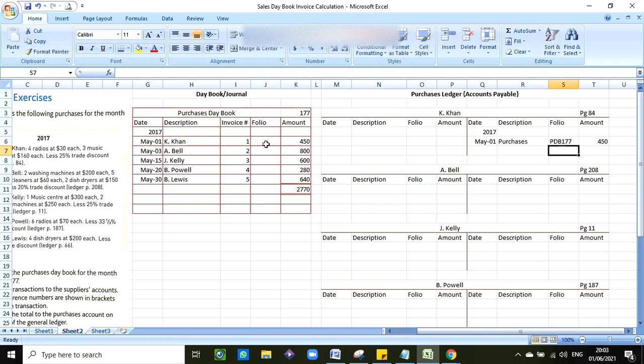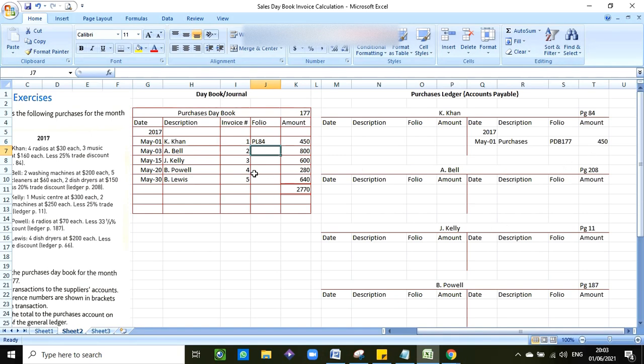Okay, now here we need a folio as well. Similar to what we did on the T accounts, we also need a folio right there. Now how do we use that folio? Well, first of all, keep in mind that this account specifically is a purchases ledger. So we will say here PL for purchase ledger, and then we need the specific page number. The page number for the purchases ledger is 84, so we'll say PL 84. That's how we use the numbers.